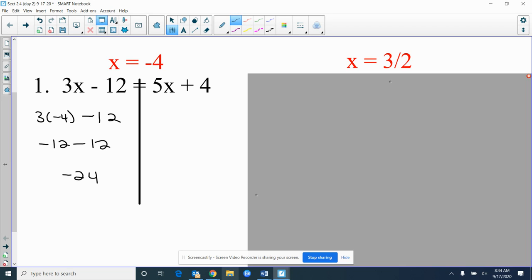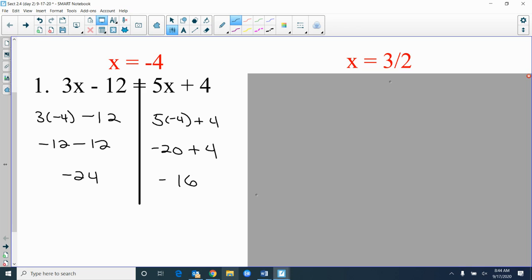On the right-hand side, I take 5 times -4 plus 4. And that's -20 plus 4. Don't just automatically assume anything. What's -20 plus 4 actually combined together to give me, Zachary? -16. So what does that tell me about the answer, Grant? -4 isn't right. -4 is not right.